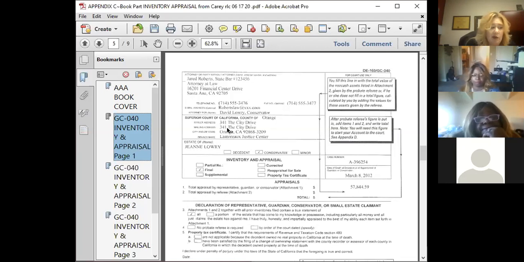For their mailing address, it will be P.O. Box 911. How funny. Then we have the city, Martinez, California 94553. And it doesn't necessarily have a branch name.